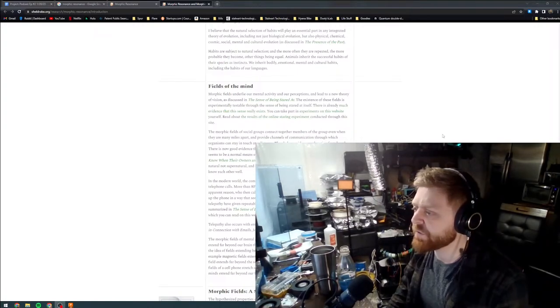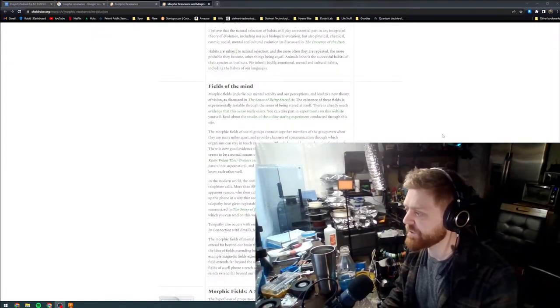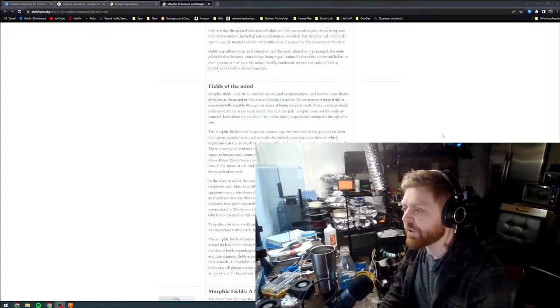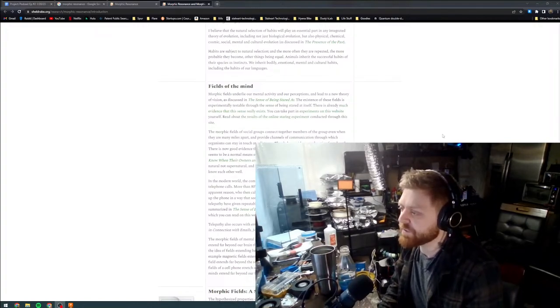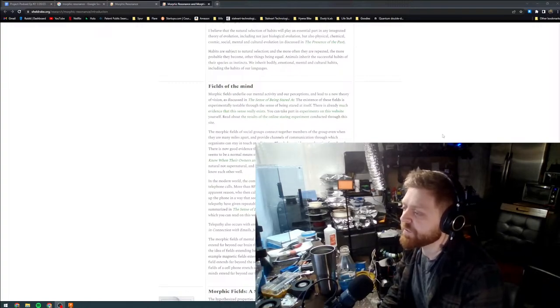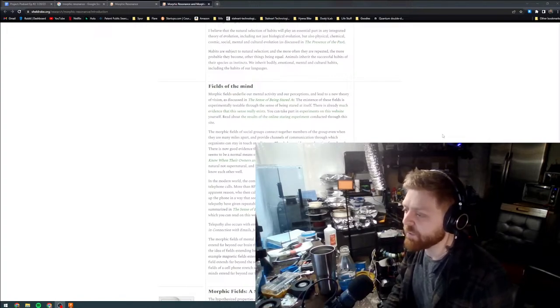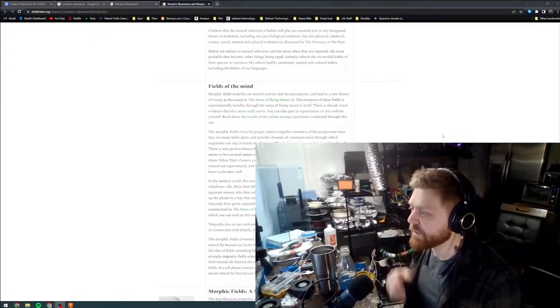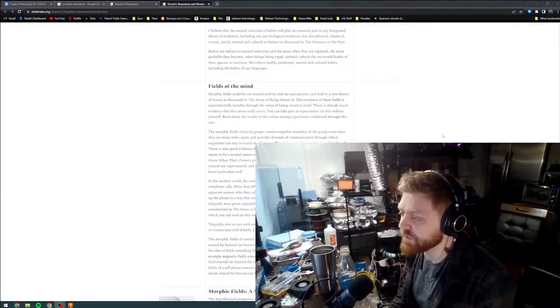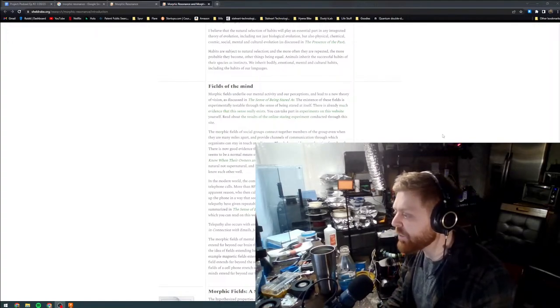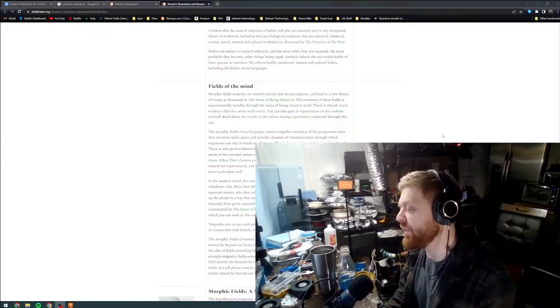The existence of these fields is experimentally testable through the sense of being stared at itself. There is already much evidence that this sense really exists. You can take part in experiments on this website yourself. Read about the results of the online staring experiment conducted through this site. The morphic fields of social groups connect together members of the group even when they are many miles apart, and provide channels of communication through which organisms can stay in touch at a distance. They help provide an explanation for telepathy.